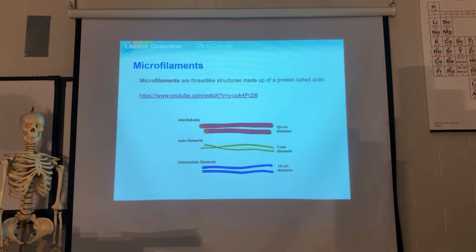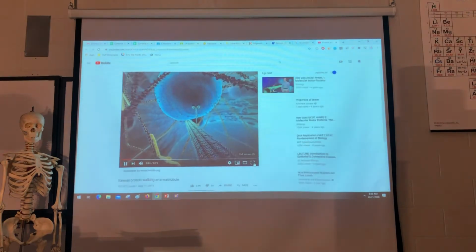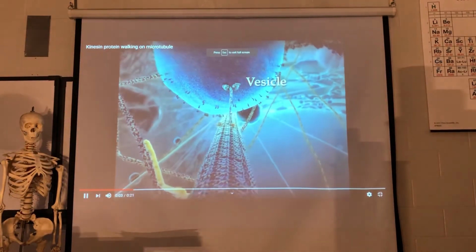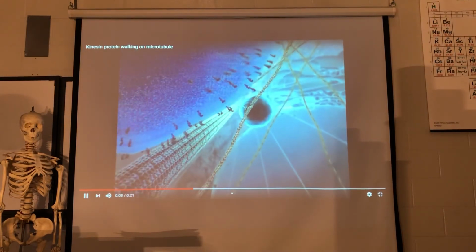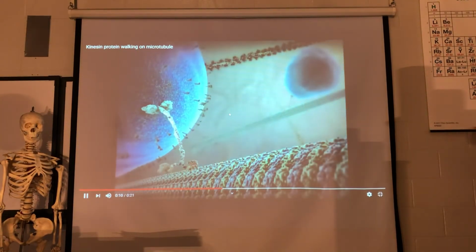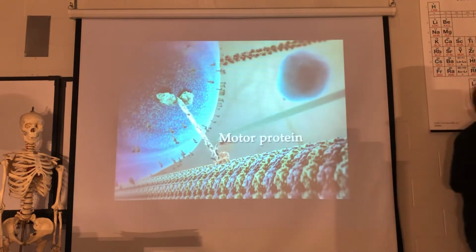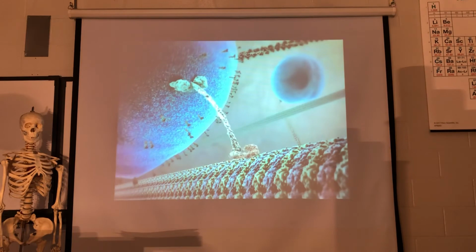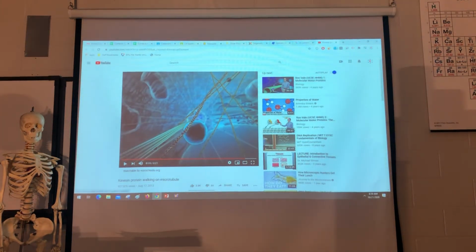So the structure that we saw the motor protein walking on is going to be a microtubule. It is part of the cytoskeleton. We can see more of it in the background. This cytoskeleton can be built and taken apart with ease. It's not a permanent structure.